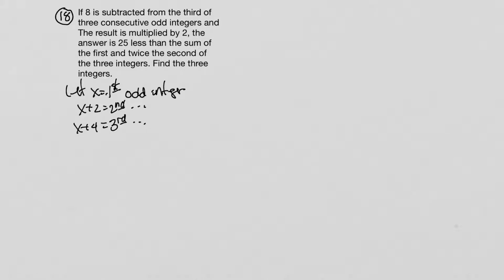Now, we're given some information. It says, if 8 is subtracted from the third of the 3. Okay, so let's subtract 8 from the third. Here's the third, x plus 4, but we're going to subtract 8 from that. And then it says the result is multiplied by 2. So we're going to take this result and multiply it by 2.